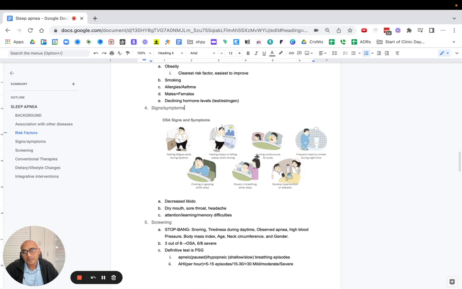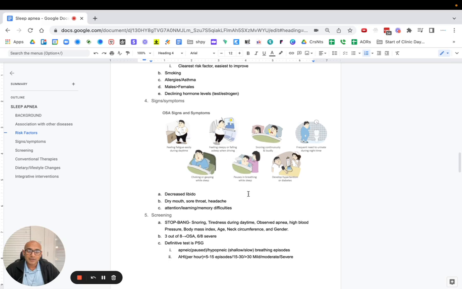Well, they're pretty straightforward. Daytime fatigue or sleepiness, snoring continuously, frequent need to urinate, choking or gasping while asleep. Now, this might be something that your partner may notice, or pauses in breathing while asleep. And then, of course, a propensity to develop hypertension or diabetes. Other things that are noticeable: decreased libido, a dry mouth or sore throat or headache, and also attention, learning and memory difficulties secondary to a decrease in deep sleep and REM sleep time periods.